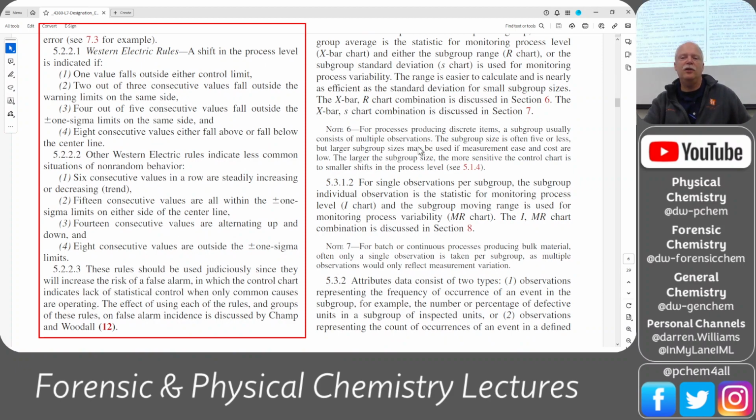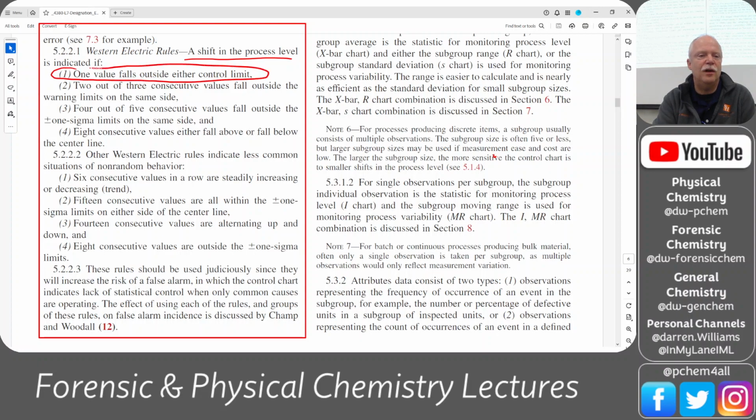Now let's look at some of the rules for determining if a process is in control or not. This apparently is named after one of the first companies that did this kind of work, Western Electric. Okay, and so a shift in the process level is indicated, and look at all of these rules. One value falls outside of either control limit. So that's the one we're going to use. Okay. So we're going to use rule number 1, but there's lots of others.